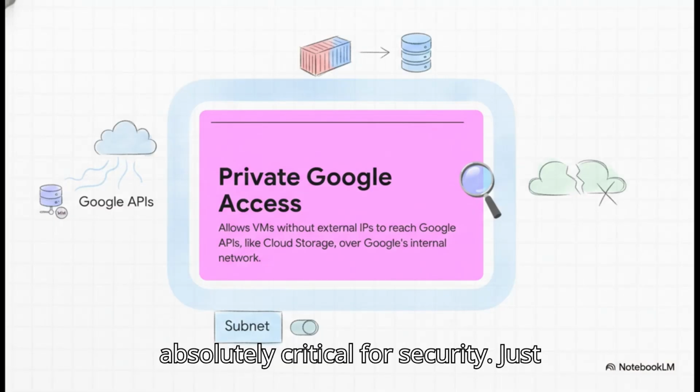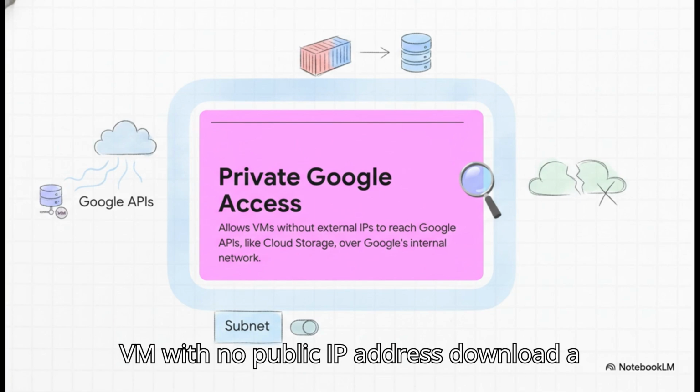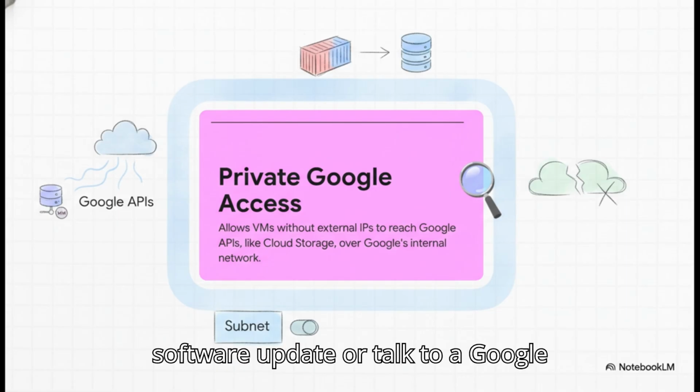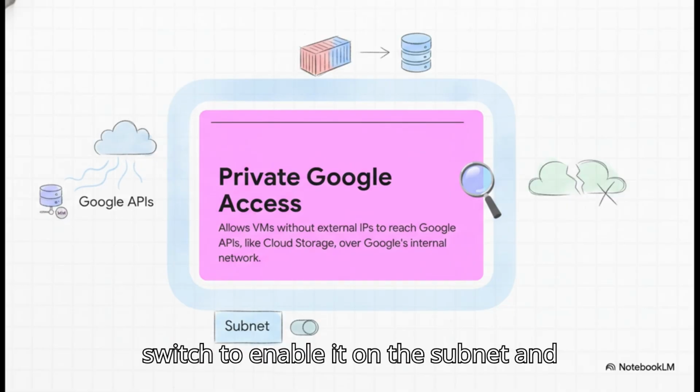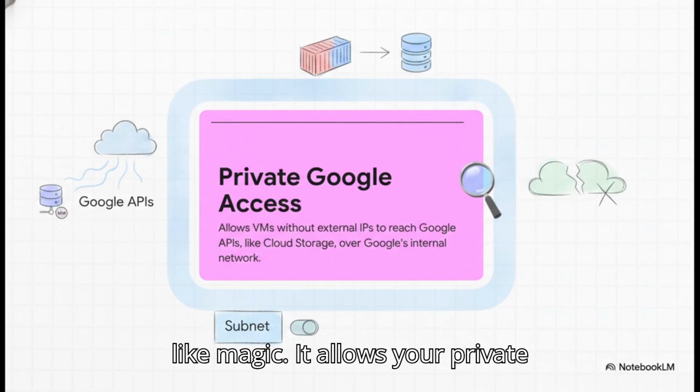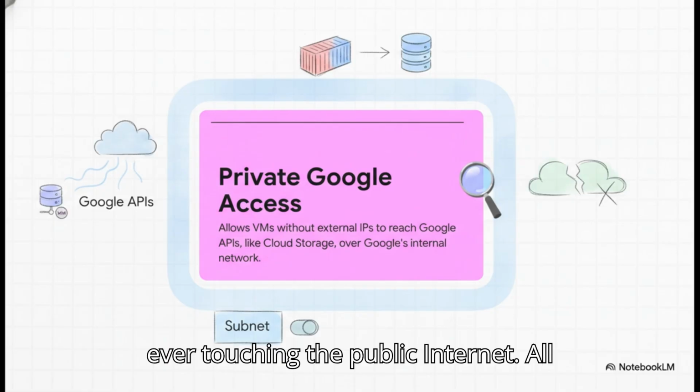Okay, this next one is absolutely critical for security. Just think about it for a sec. How does a VM with no public IP address download a software update or talk to a Google service like BigQuery? Well, the answer is Private Google Access. You just flip a switch to enable it on the subnet, and like magic, it allows your private instances to reach Google APIs over Google's own internal network without ever touching the public internet.